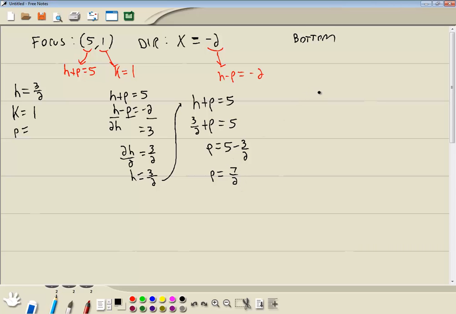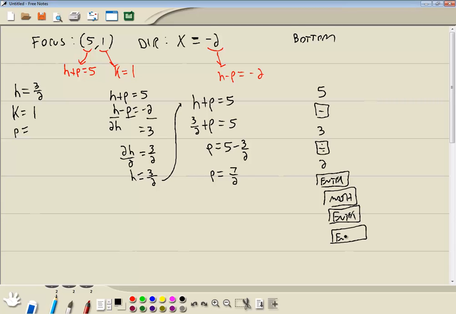You can also plug that into your calculator, TI-83 or TI-84. You do 5 minus 3 divided by 2, enter. And then after you get that, you do math, enter. So if you stink at fractions, you can definitely use your calculator to do some of that basic math for you. And what did I say? P is 7/2.